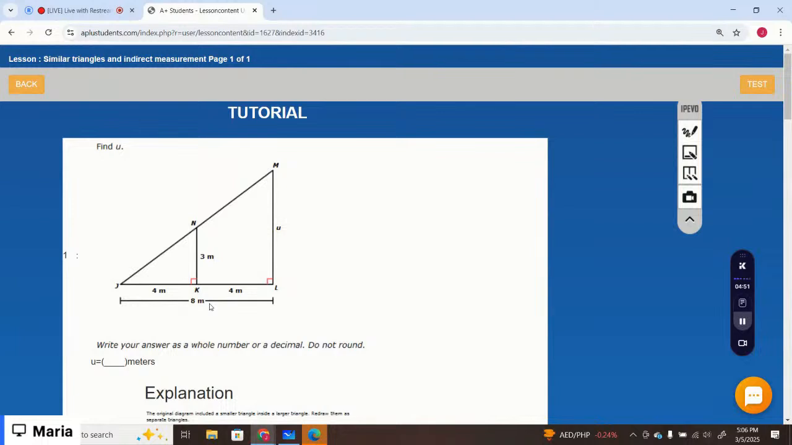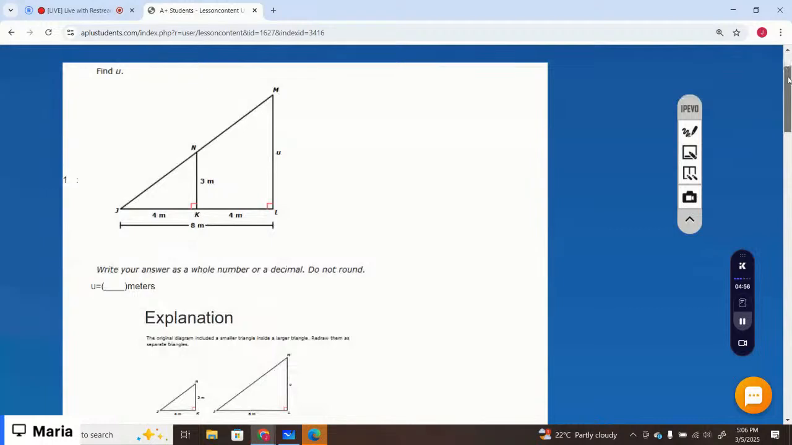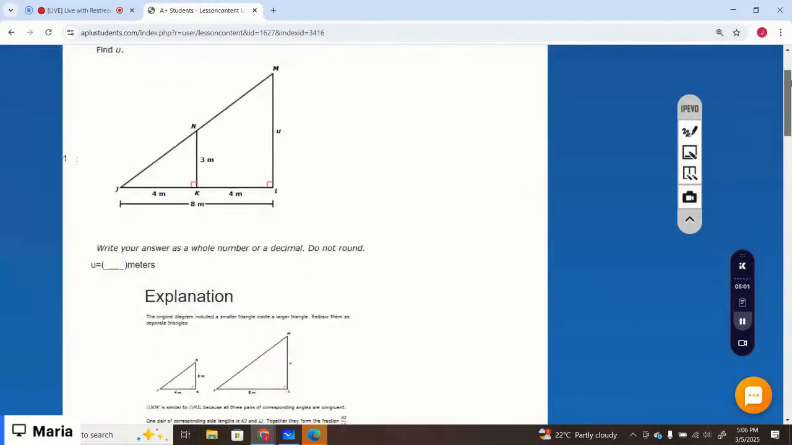Okay, find u. Write your answer as a whole number or a decimal, do not round. So if you split the triangle into two triangles, one bigger and one smaller, the bigger triangle is MLJ and the smaller triangle is NKJ. Triangle NKJ has the height 3 meters and the base 4 meters. And for the bigger triangle, you need to find the value of u.